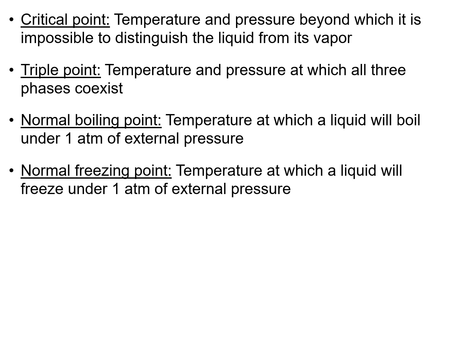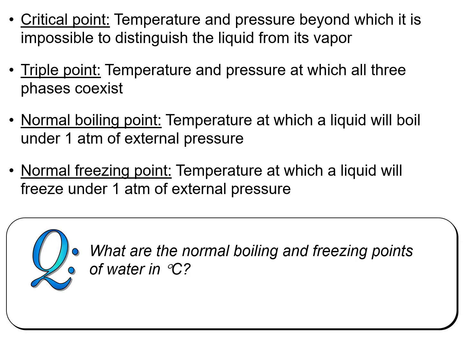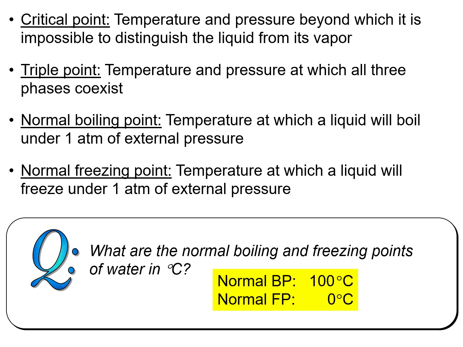And then we have normal freezing point, same idea, but it's the temperature at which a liquid will freeze under 1 atmosphere of pressure. And then just a reminder, what are the normal boiling and freezing points of water in degrees Celsius? Because sometimes people just get really hung up on that Fahrenheit scale, even though we try not to use that nasty F word in science classes. So hopefully by this point you have recalled that it is 0 degrees Celsius for the freezing point and 100 degrees Celsius for the boiling point.